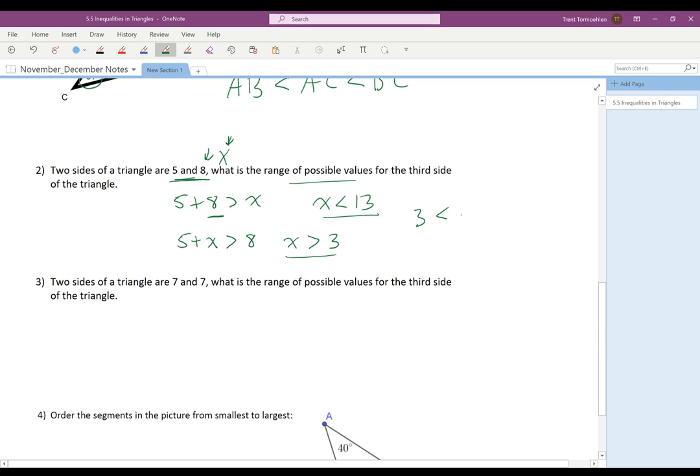So we can look at it like this and say that the range of possible sides for that third value X is 3 to 13. Not equaling 3, not equaling 13, but it could be 3.1 or 3.001 or 12.9 or 12.95 or 12.98, but it can't be 13. 3, same deal.